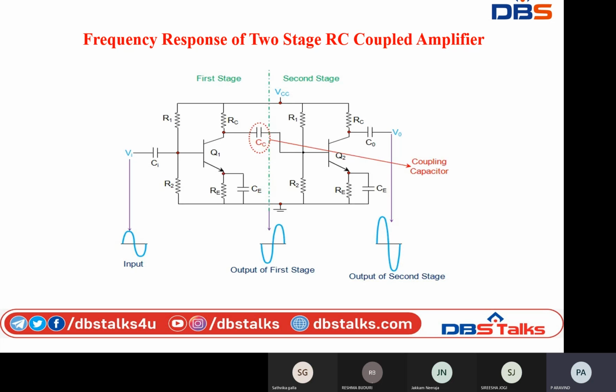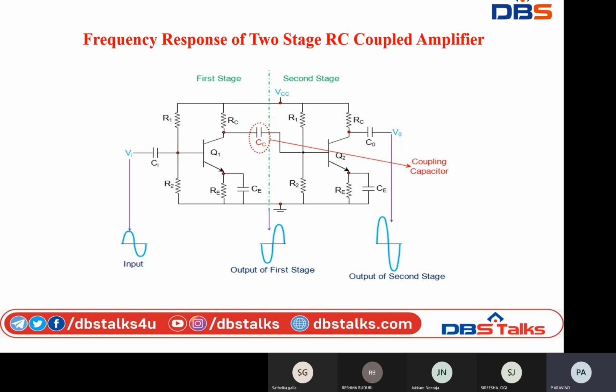The AC component of the signal is coupled to the second stage of the RC coupled amplifier through the coupling capacitor CC. Okay, so the output of the first stage is connected to the second stage through the coupling capacitor CC, and this output of the first stage appears as an input to the base of the second transistor, that is Q2 in stage 2. Okay, so again the applied signal at the base of Q2 is also amplified.